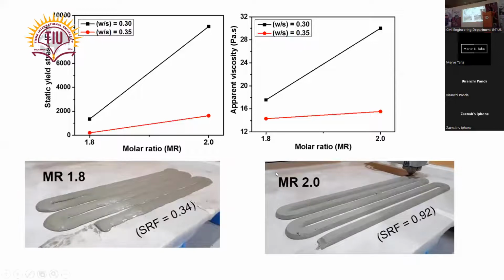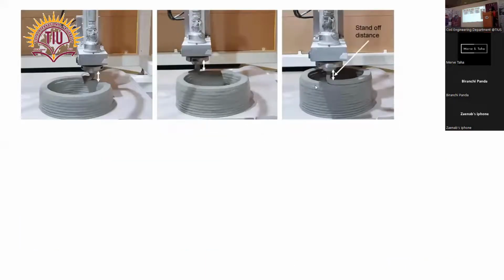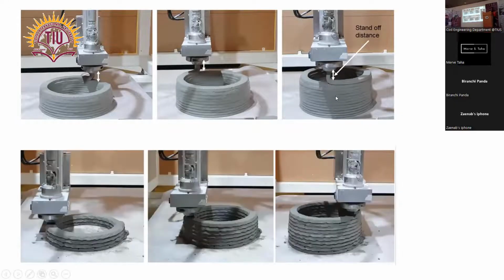You can see that I have 1.8 and 2.0 different molar ratios, and with respect to different molar ratio silicate, we are having different viscosity, which is controlling the viscosity of the mortar, and as a result, we are getting two different print qualities, as you can see very clearly from the screen. Sometimes we get a stand-up distance. If the material is slumping with time, we'll get some stand-up distance, and if there is no slumping, we'll get a very good printability.